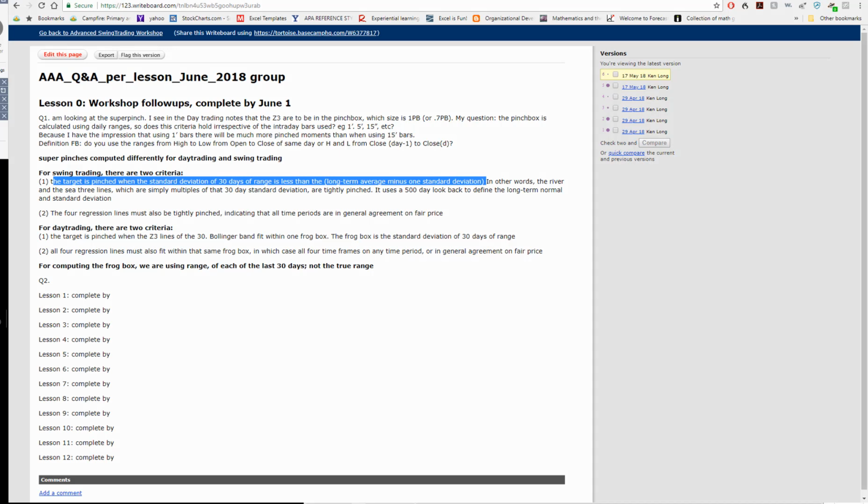Let me get a blue pen. So on the swing, what we have is one standard deviation of range and then another standard deviation of range, right? So if we take the middle line as the Bollinger Band mean, that's the 30-period simple moving average on daily charts. And then the river consists of plus or minus one standard deviation.